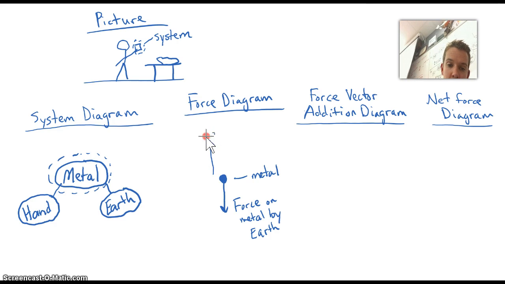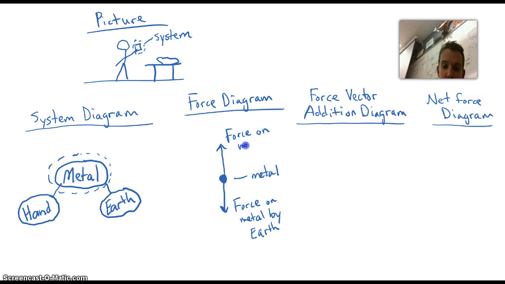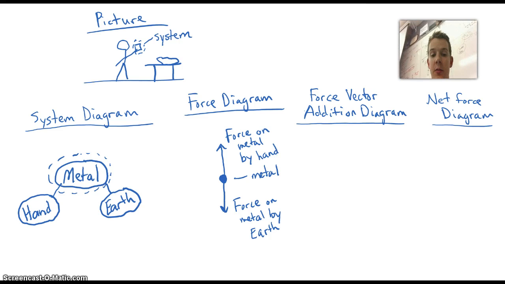And let's see if I can move that over. Oops, I'll just erase it. And I have to label that force on metal by hand. Okay, again, being really consistent about the labels. Alright, let's go to the next diagram.